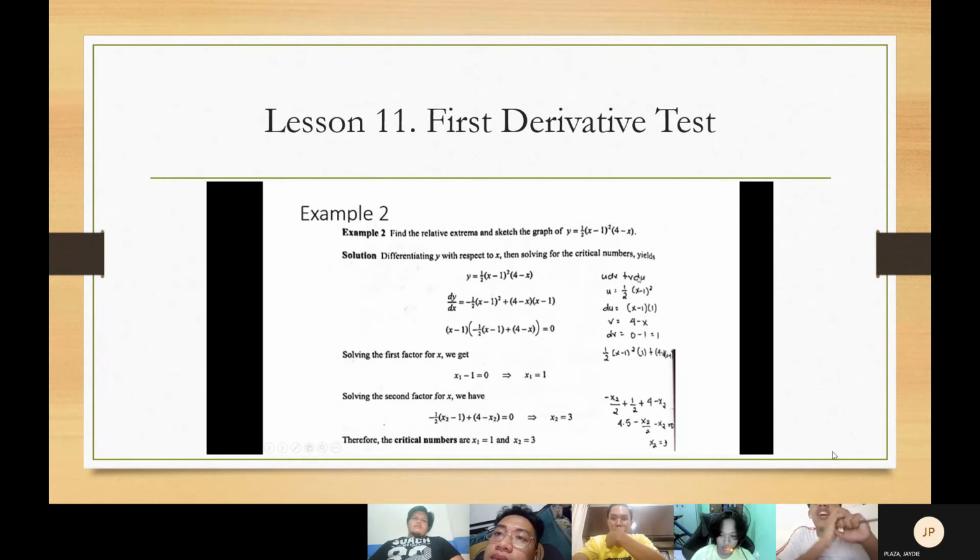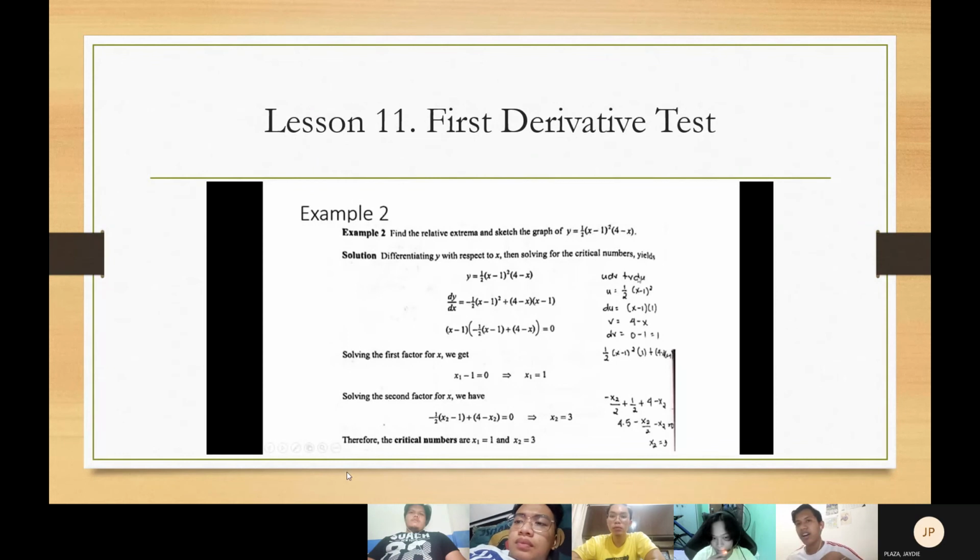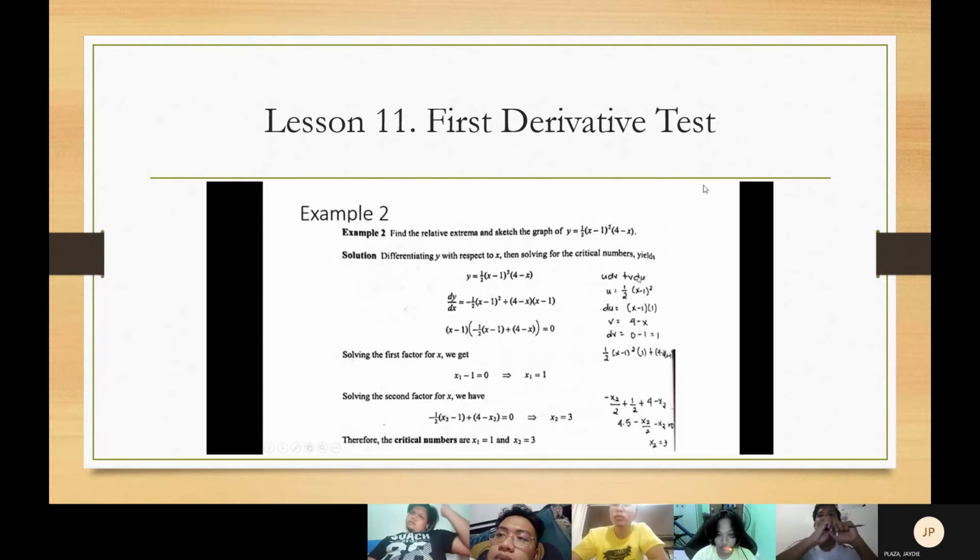So, example 2, find the relative extrema and sketch the graph of y is equal to 1/2 (x minus 1) squared times (4 minus x). So, first, what Miss told us is derivatives first. So, as Miss taught us, let's take it one at a time. Let's recall the derivatives from Miss's samples.